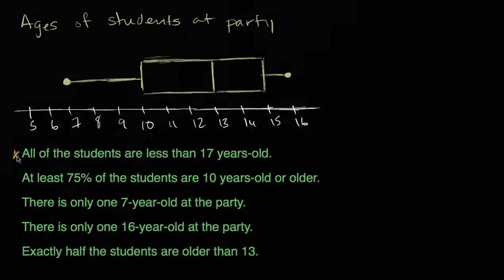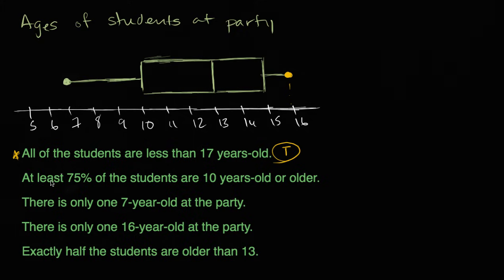So the first statement is that all of the students are less than 17 years old. Well, we see right over here that the maximum age, that's the right end of this right whisker, is 16. So it is the case that all of the students are less than 17 years old. So this is definitely going to be true.